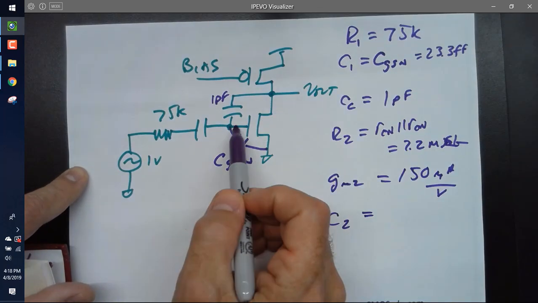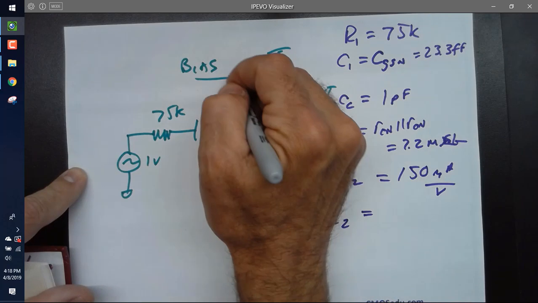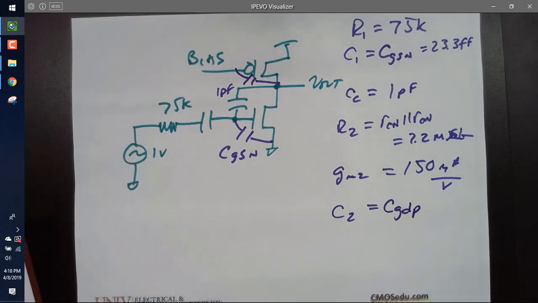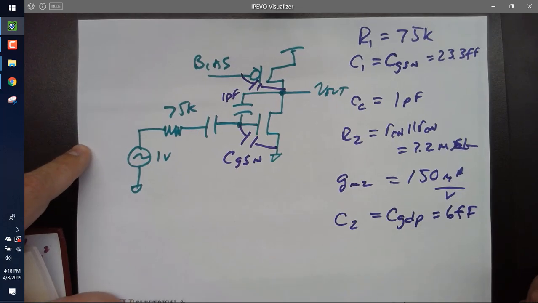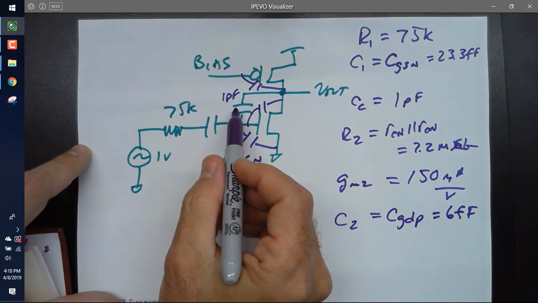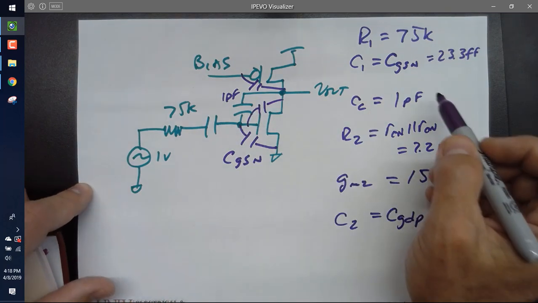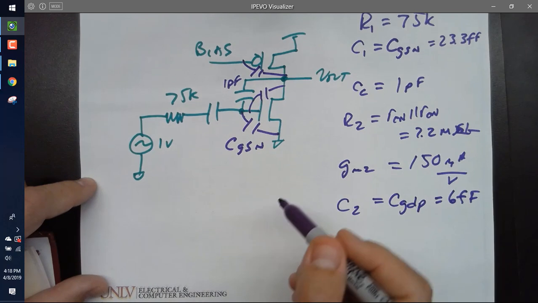Well, I don't really have this one, right? Because the CC is much larger and dominates. So it's basically only going to be this capacitance. C, G, D, P, which is 6 femtofarads. So wait, so the GD capacitor is still there. Yeah, it's still there, but it's in parallel with CC, and since CC is 1 pico, that's huge compared to this. So I'm just going to say CC is 1 pico, but I could put plus CGD just to be a little bit more precise. Any questions?